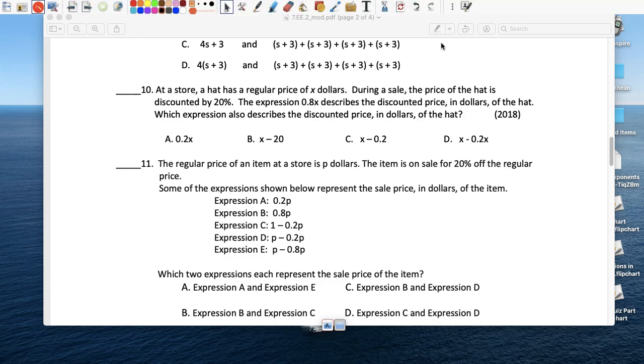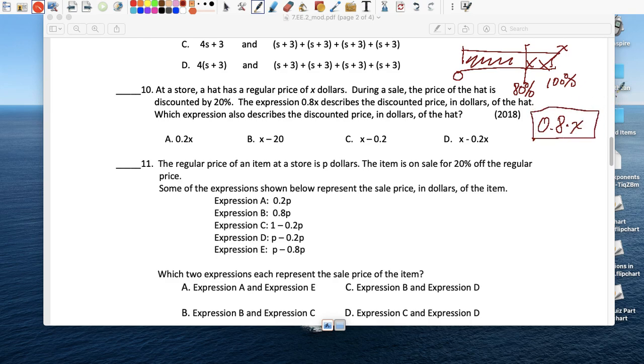So if you had something that costs X dollars, right, and they give you a 20% discount, that goes away, you're now responsible for 80%. So if I ask you what you are paying right now, you would go, well, that's easy. 0.8 times x. That gives you the price after the discount. So which of these four also gives you 0.8x?